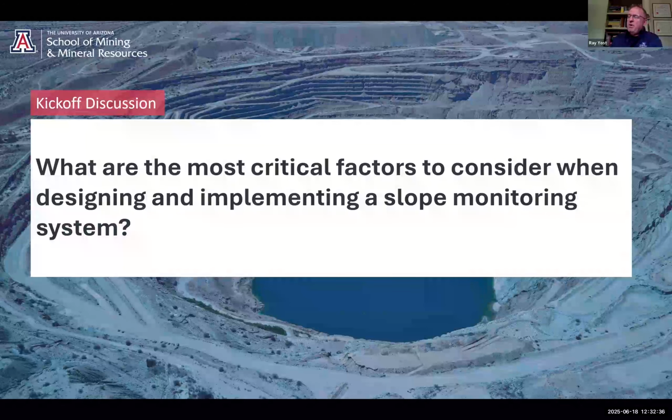So I think there's a lot of really integrated thoughts in all of this discussion, with not just defaulting to the latest system, but really thinking through what that system costs, what you're monitoring, what data is coming out of it, and then how you're going to actually use that data and communicate it back out to the people that need it.